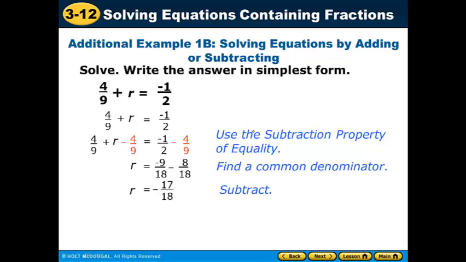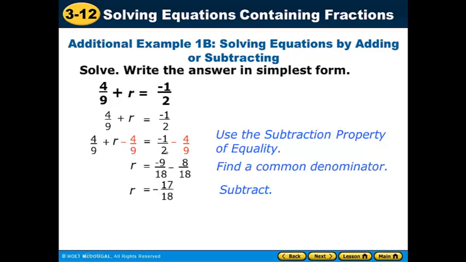Okay. Let's go ahead and do one more example. So once again, the exact same step. Here we need to subtract 4/9 on both sides. The only reason why this is a little bit more complicated is because we are dealing with fractions.